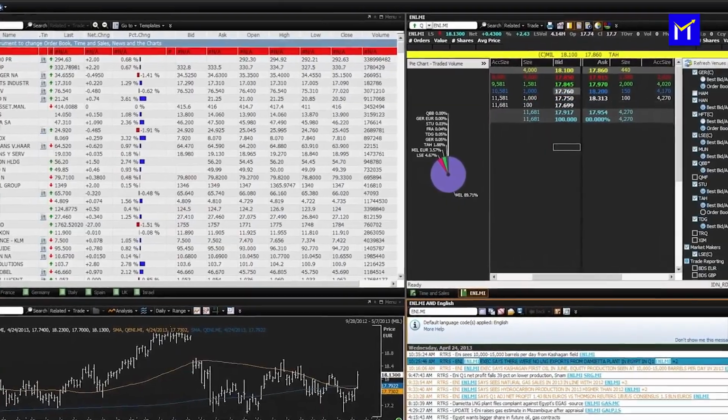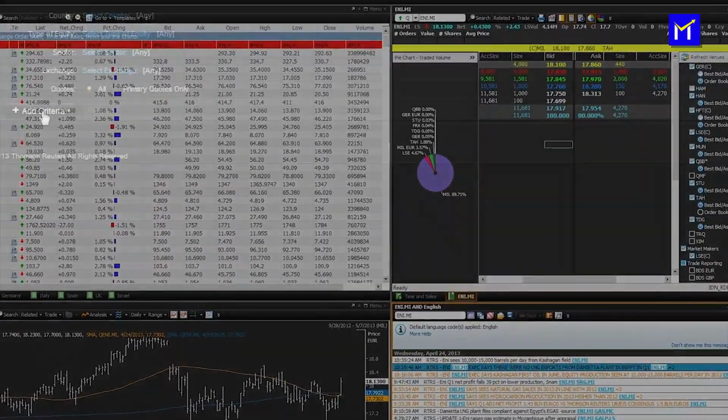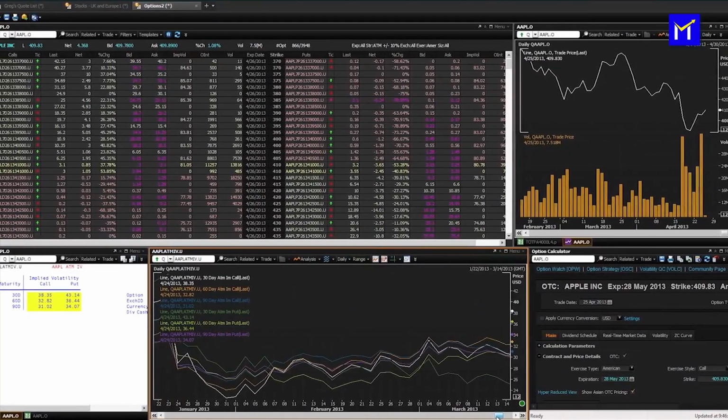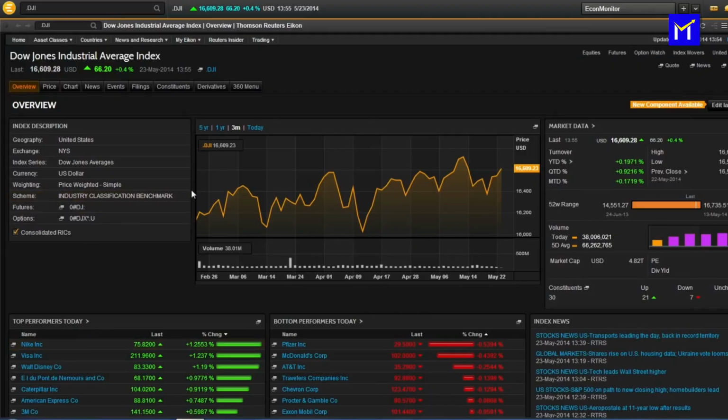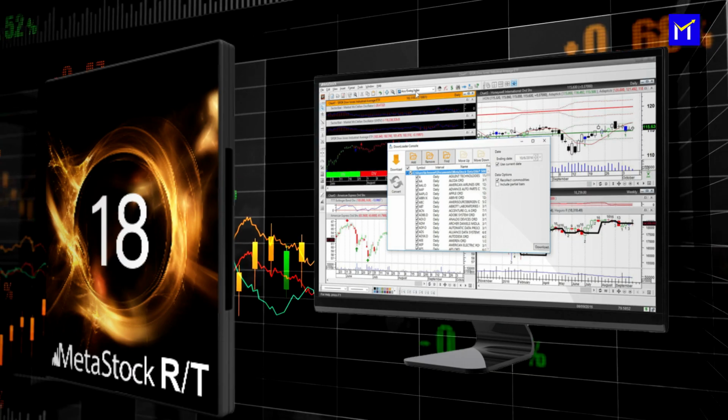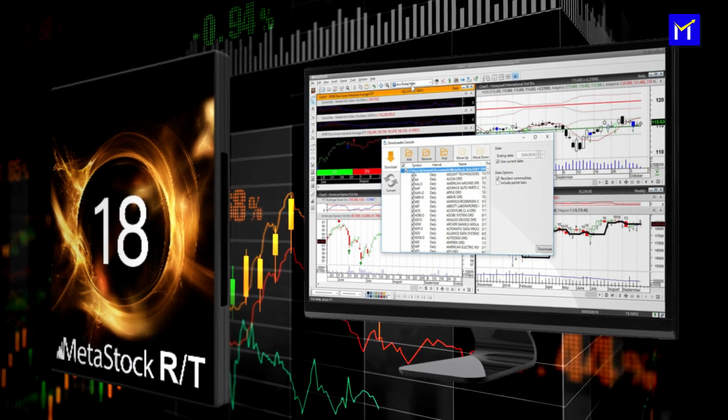With its advanced technical analysis capabilities, big data and AI integration, and user-friendly interface, MetaStock is set to be the go-to platform for stock market research and investment decisions. So that's a brief look at the exciting future of MetaStock.